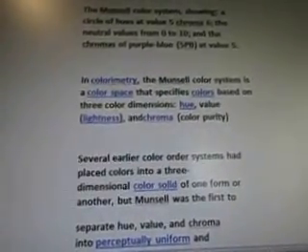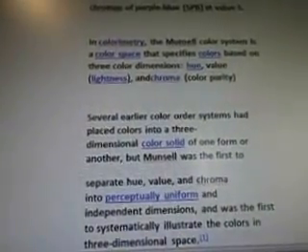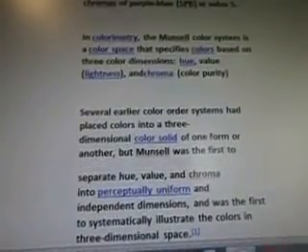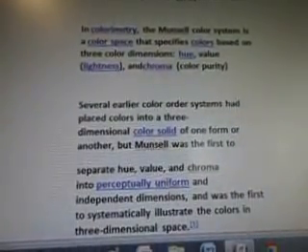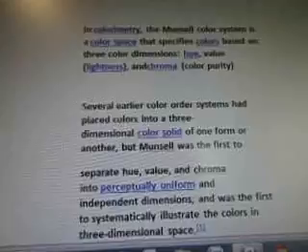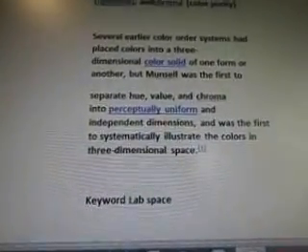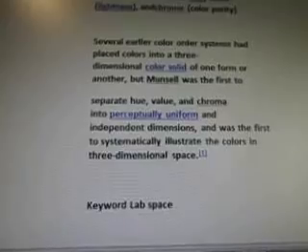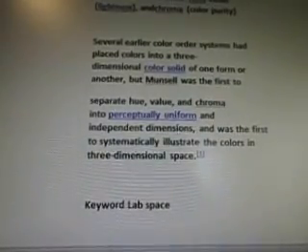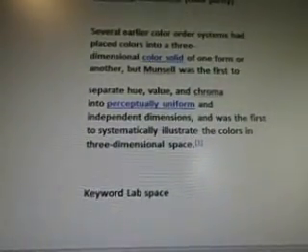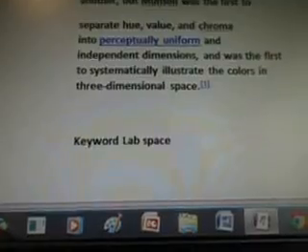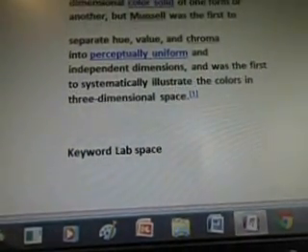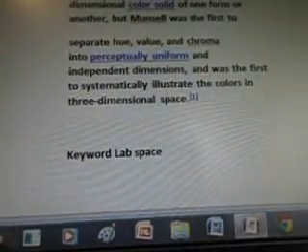In colorimetry, the Munsell color system is a color space that specifies colors based on 3 color dimensions: hue, value, lightness, and chroma, color purity. Several earlier color order systems had placed colors into a 3-dimensional color solid of one form or another, but Munsell was the first to separate hue, value, and chroma into perceptually uniform and independent dimensions, and was the first to systematically illustrate the colors in 3-dimension space.